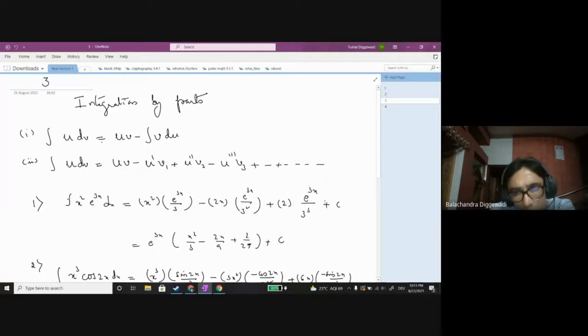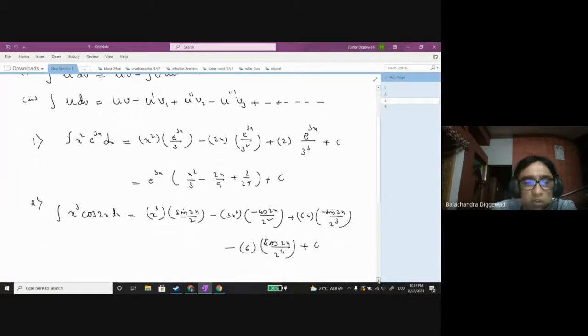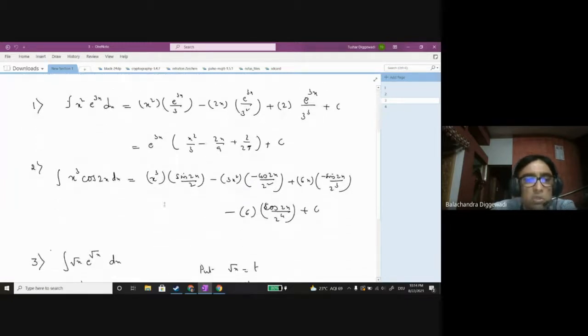For the next term with a minus sign, differentiation of 2 goes to 0, and 0 into anything goes to 0. Therefore, the algebraic term is successively differentiated until you get a constant, whether it is algebraic into exponential or algebraic into trigonometric function. Just you have to see that.